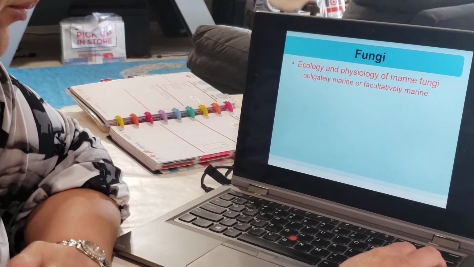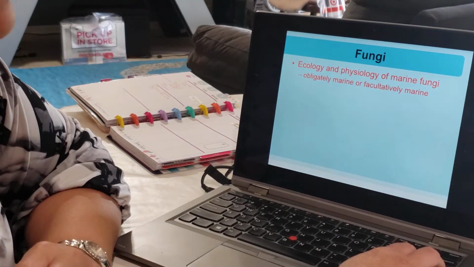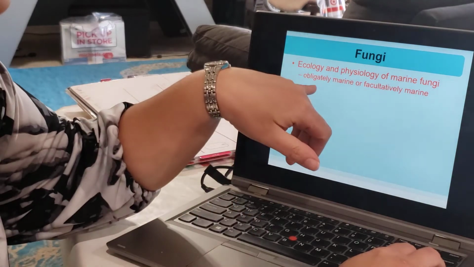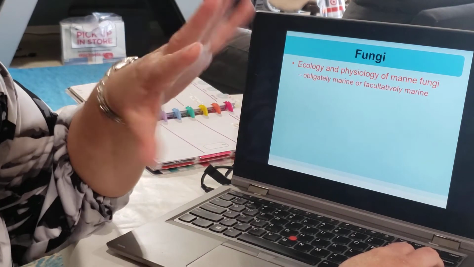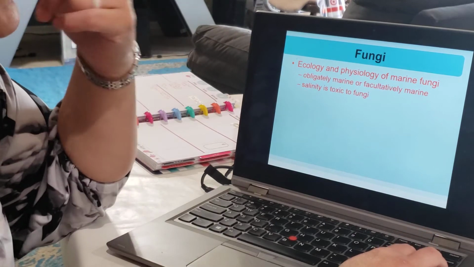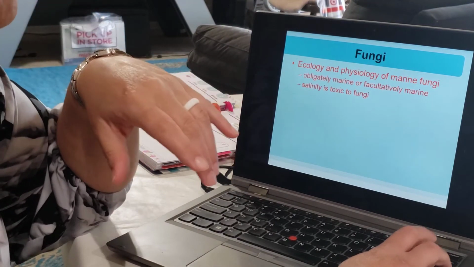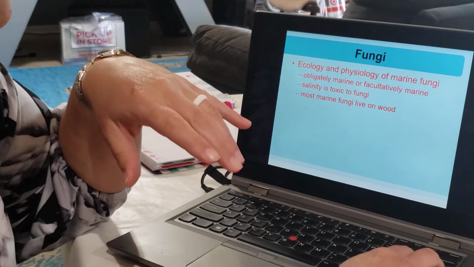They're obligately marine or facultatively marine. So obligately, meaning they have to be in salt water, or facultatively, they can but don't have to. Salinity is toxic to fungi. Most marine fungi live on wood.